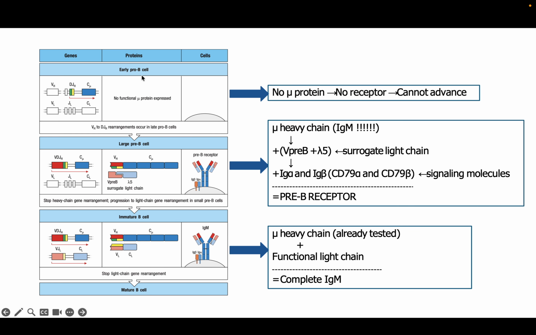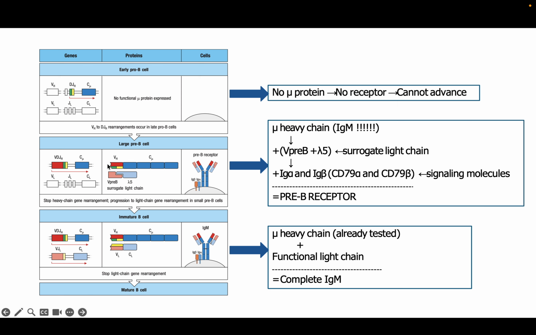So we basically start from your early pro B cell. Your early pro B cell does not have a B cell receptor. So there's nothing. Once it's in the early pro B cell, you first have your VDJ rearrangements. When you have your VDJ rearrangements, you finally have your heavy chain.